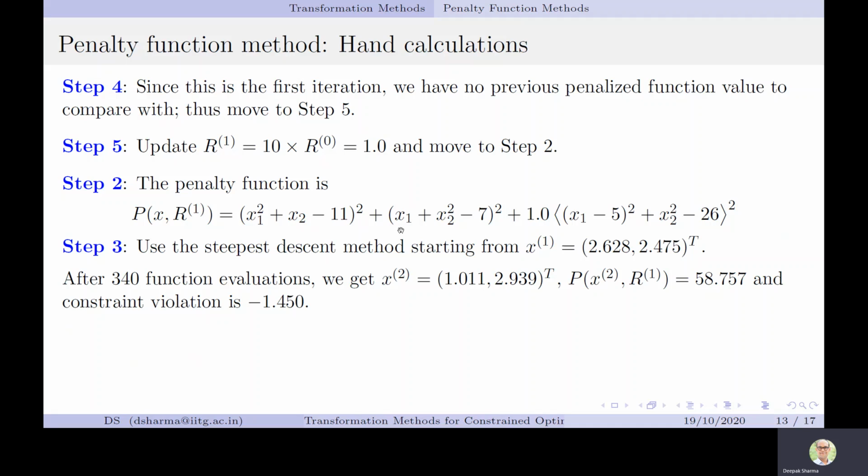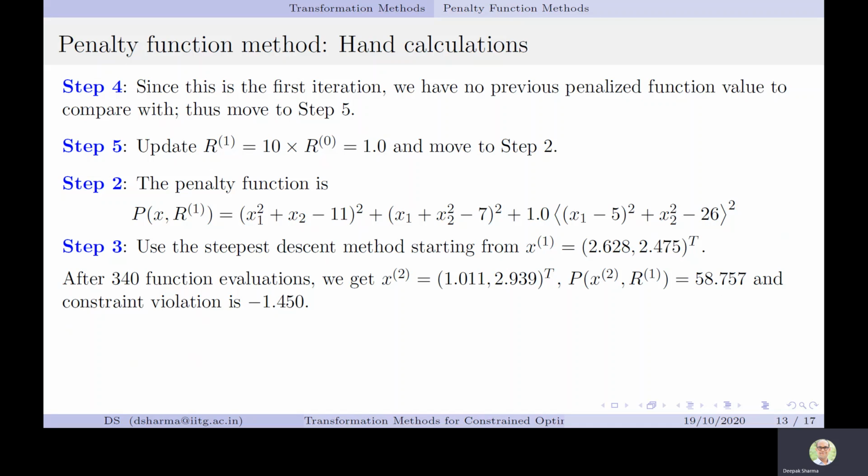So in step 3, we have to solve it. Since it's an unconstrained problem, we can use any of the methods which we have learned in the previous chapter. Since we are using the steepest descent method, after 340 function evaluations, we get a new point, say x2, which is (1.011, 2.939). The penalty function value is 58.75, and the constraint violation is -1.450.